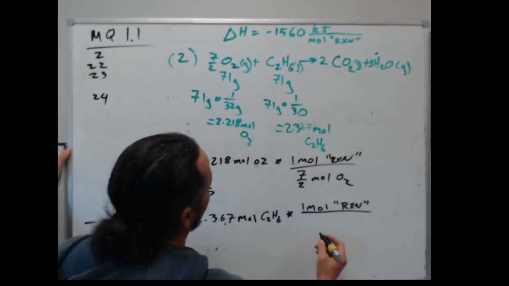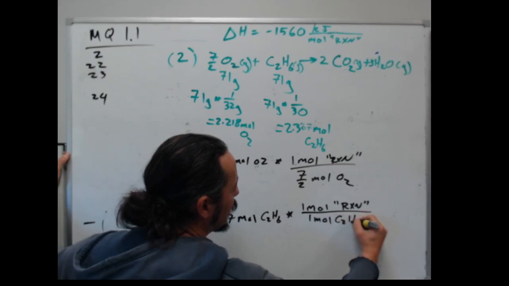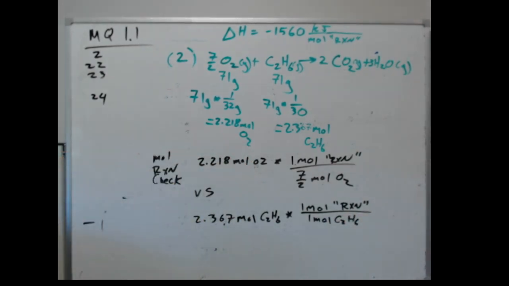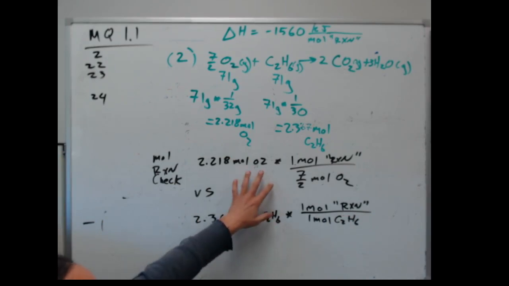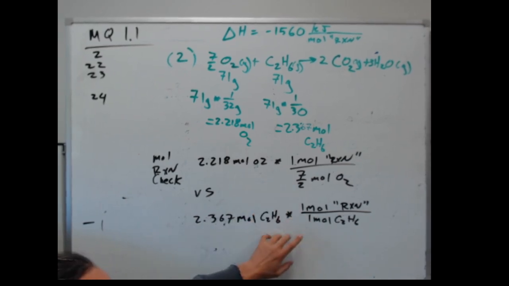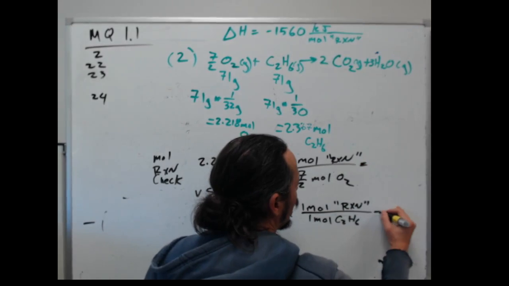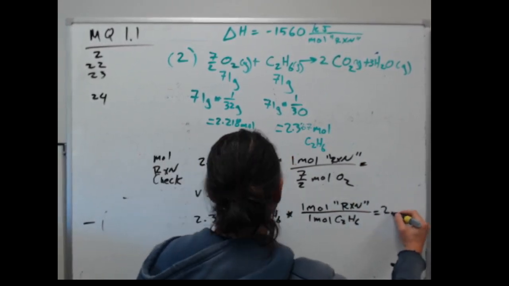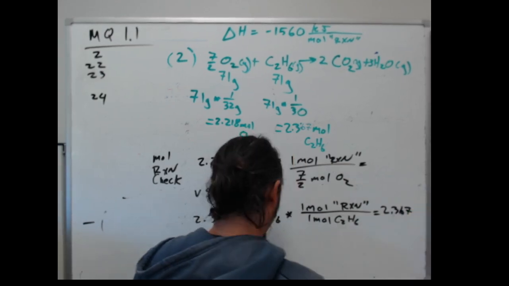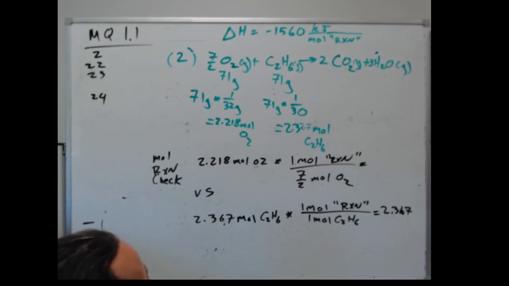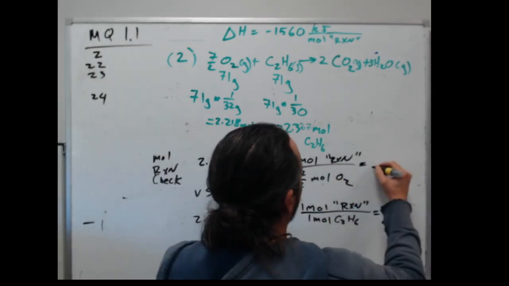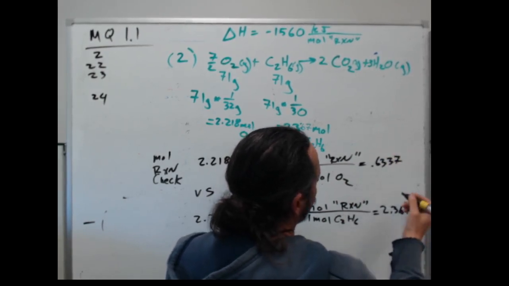Moles of reaction has 1 mole C2H6. So notice, in truth, all we're doing in this method is dividing the compound by its coefficient. So for the C2H6, it stays at 2.367. And for the oxygen, 2.218 divided by 7/2, which is 3.5, is 0.6337.